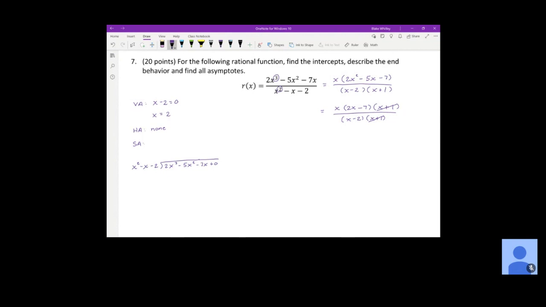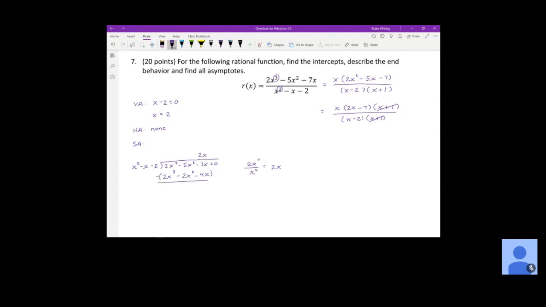All right, so I'm just going to go through the long division process, right? We've reviewed this last week. This is 2x cubed over x squared, which is just going to give us a 2x. I'll put that up here. Then we multiply. 2x times x squared is 2x cubed. 2x times negative x should give us a negative 2x squared. And 2x times negative 2 is a negative 4x.